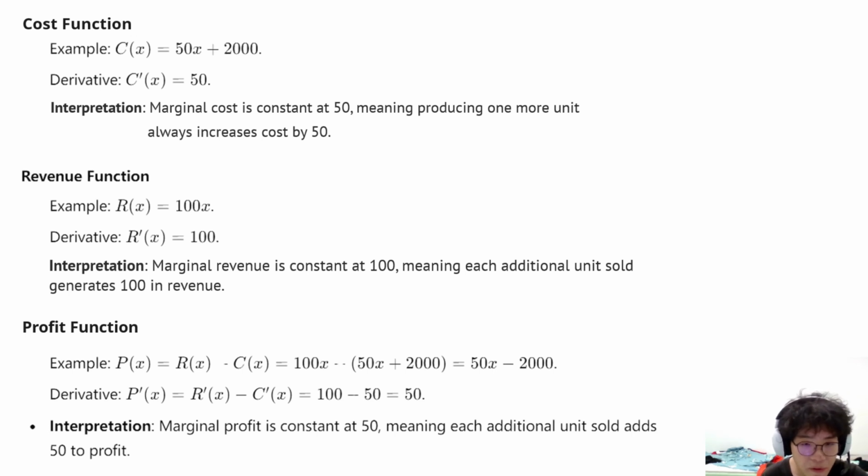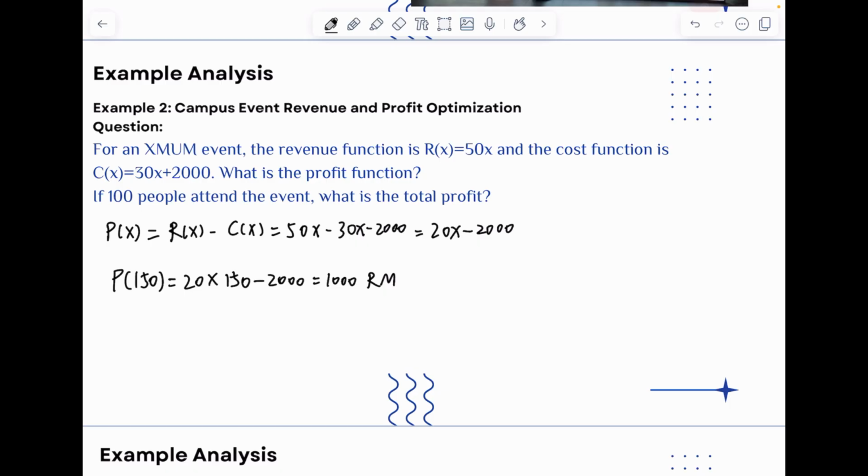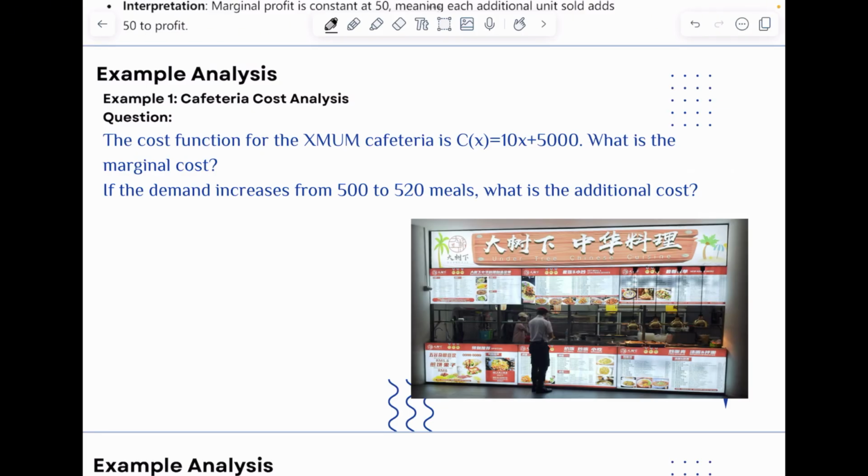And for the profit function, we get P'(x) equals 50, meaning each additional unit sold adds 50 to profit. Let's look at some example analysis. Okay, let's see this example.